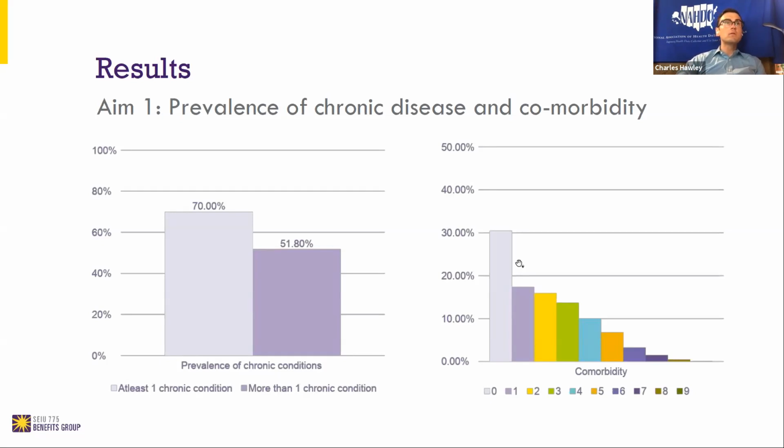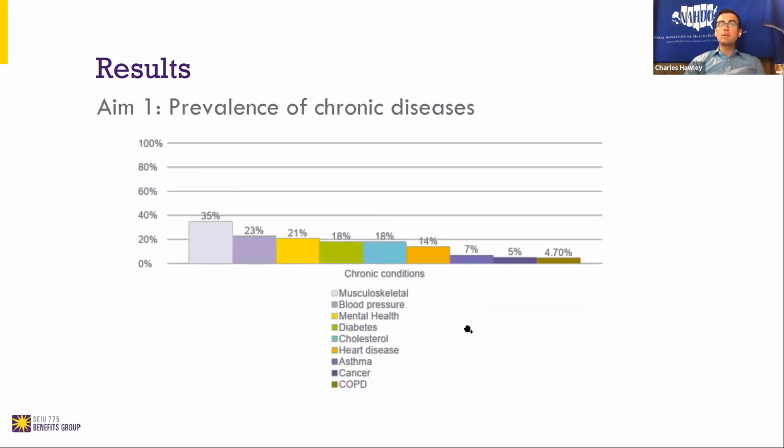Let me move to the next one. And then this is the distribution in terms of the prevalence of the chronic disease of interest. So you can see that in this population, musculoskeletal conditions are fairly common. And then you get quickly into what I think of as maybe a little bit more expected results with hypertension and even mental health, diabetes, etc.